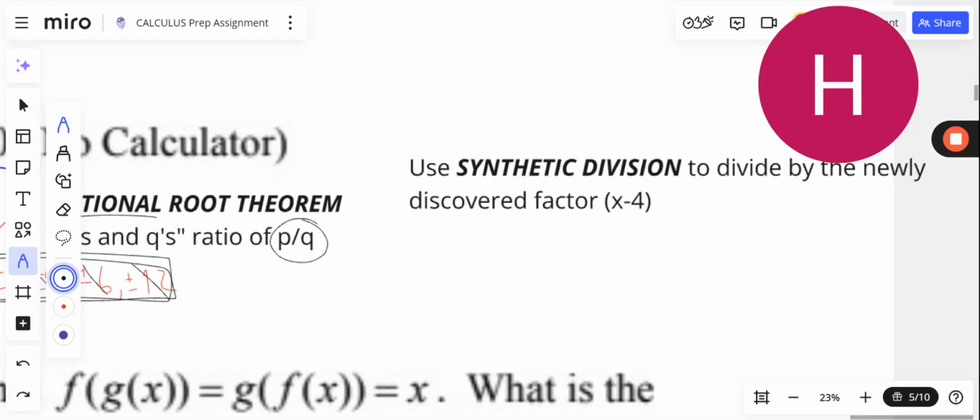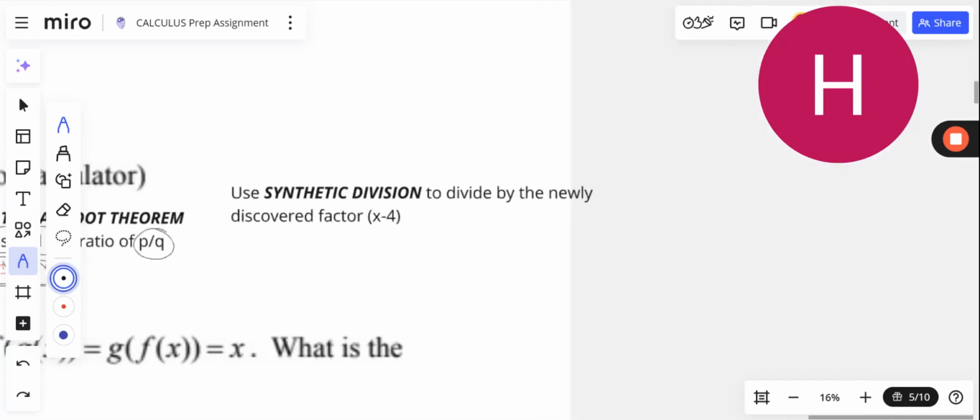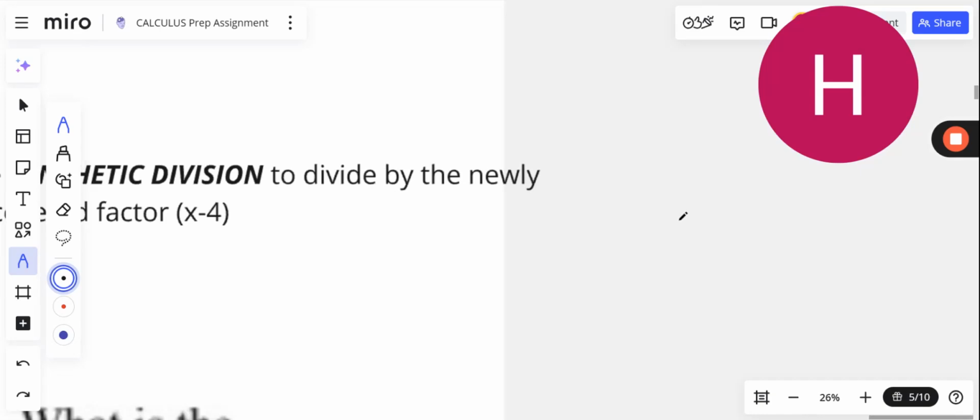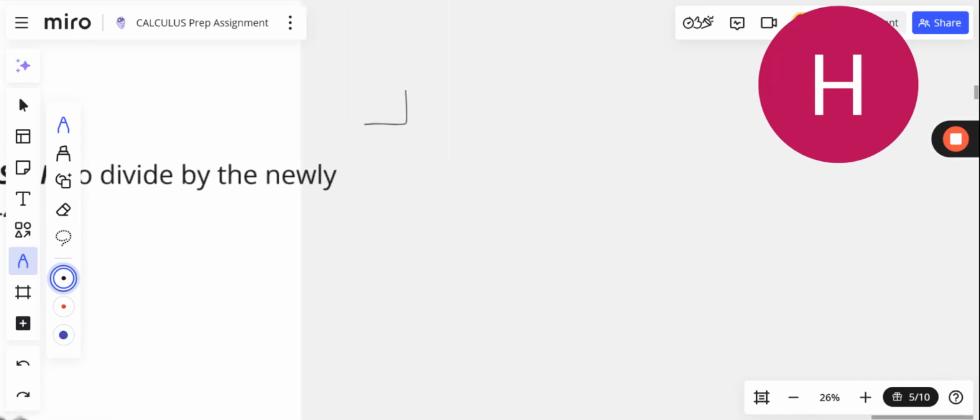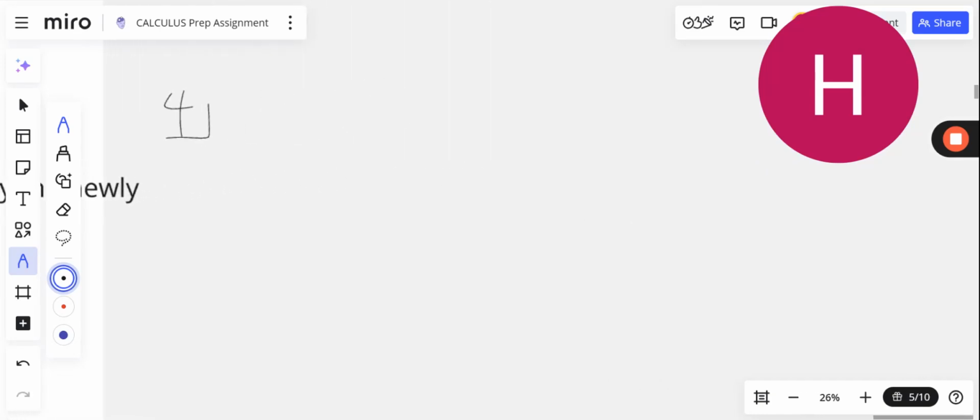So let's use the synthetic division process. I'm not going to teach that to you all over again, but I'm just going to remind you to be careful about it. We put a 4 in the box. We put our coefficients here, so that's a 2, a negative 3, a negative 17, and a negative 12.